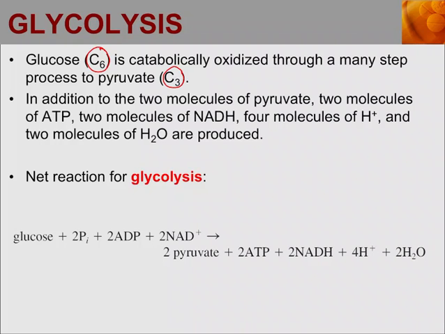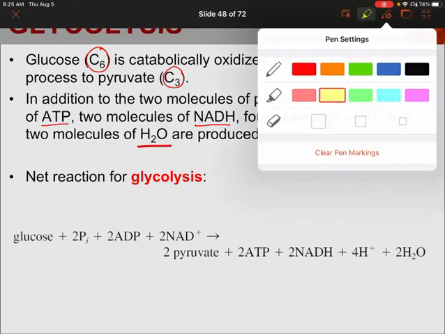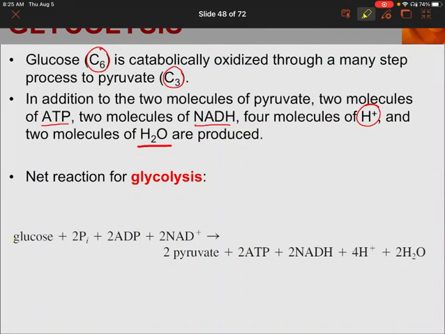Now, in addition to the 2 molecules of pyruvate, we also produce 2 molecules of that ATP we talked about, and we'll go over that in more detail. We also produce 2 molecules of NADH, 4 molecules of H+, and 2 molecules of water. So the net reaction for glycolysis is shown below. The main thing to focus on here is that glucose eventually becomes 2 pyruvate molecules.